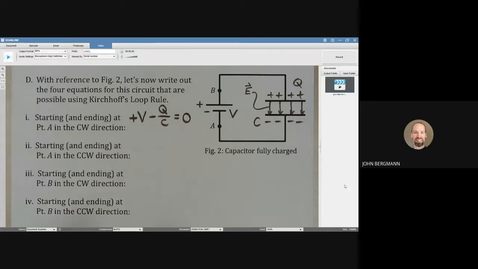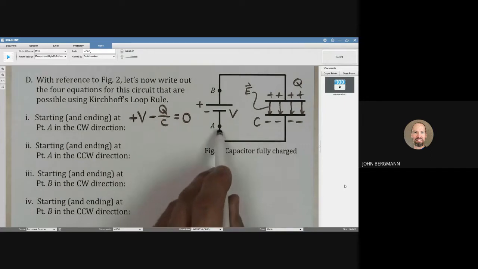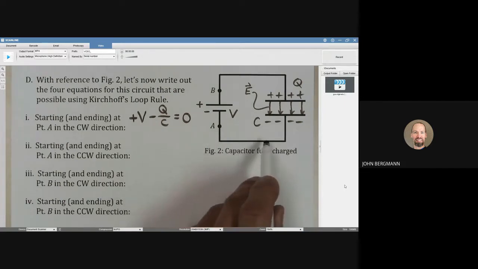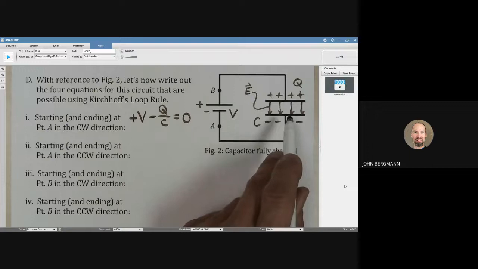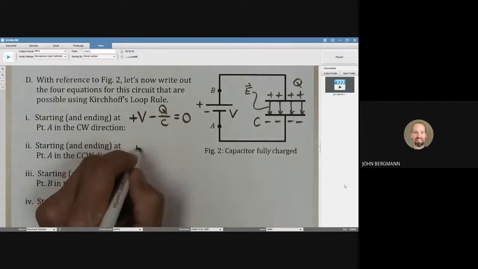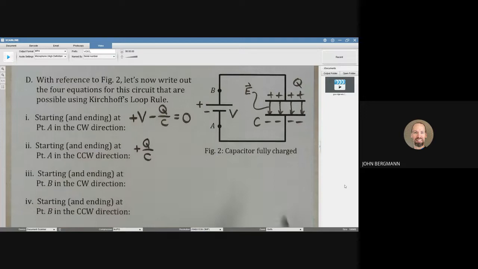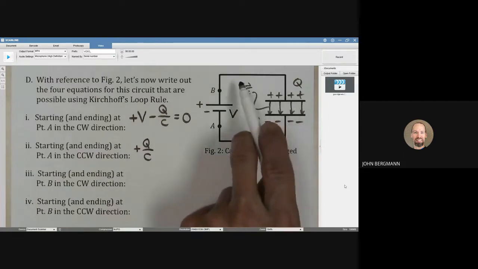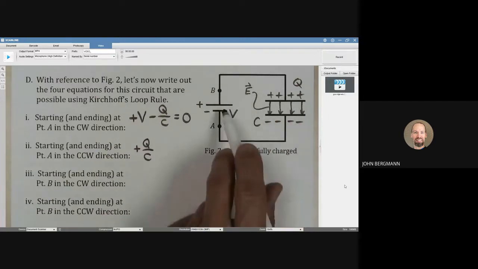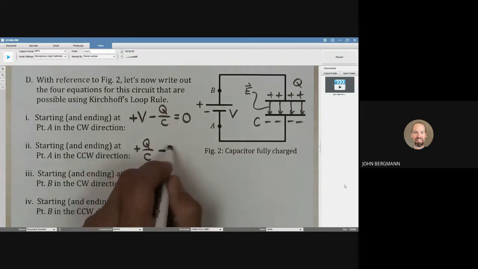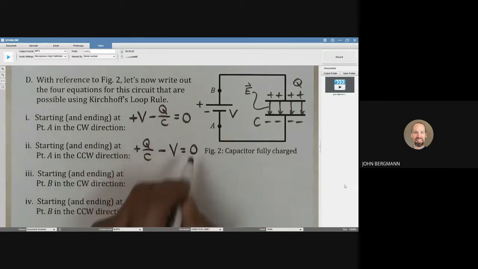Now these loop equations, we're not talking about current going around. We're just walking around the circuit, making one complete loop. The current is something different. So now, what if we start at point A, but now we go counterclockwise? If we did that, watch my pen, the first thing we would run into is the capacitor, and we would be going opposite the electric field, so we would write plus Q over C. Now we keep going, all right, we're not done yet. Then we go through the battery in that direction. That means we write minus V, and now we're back to point A, so you write equals 0.